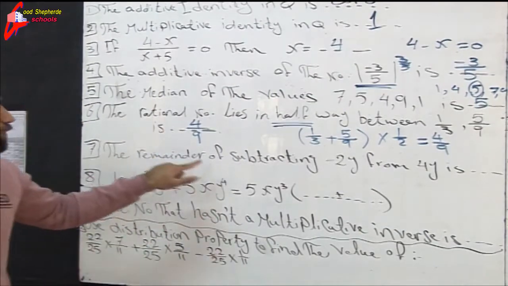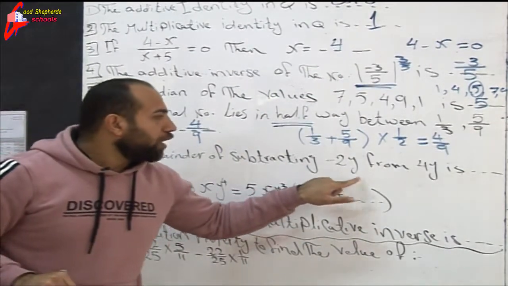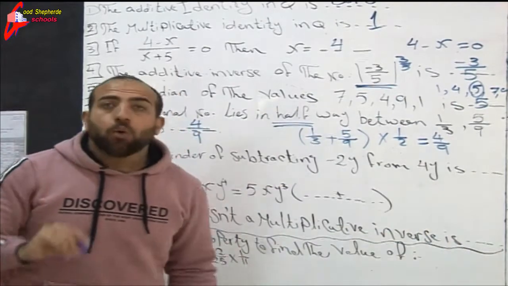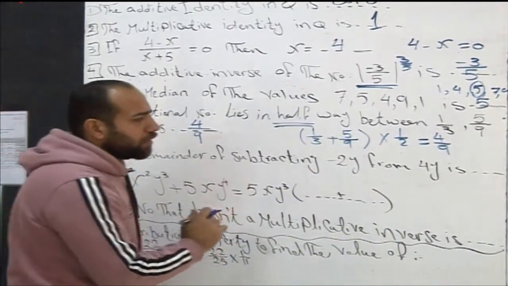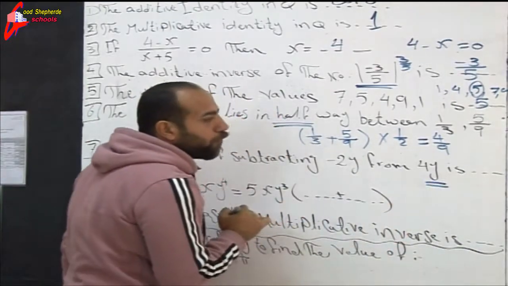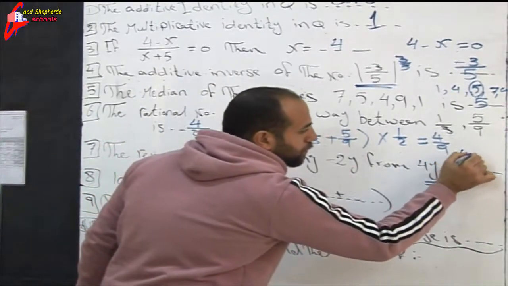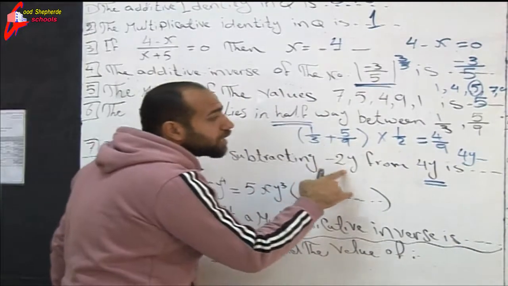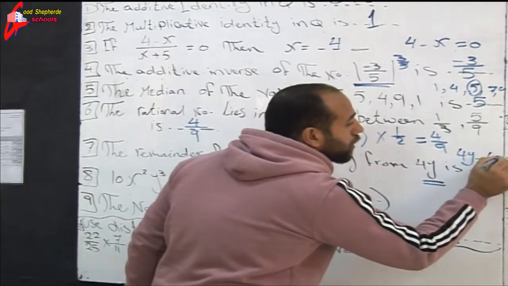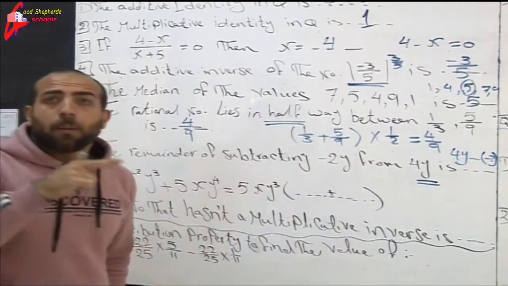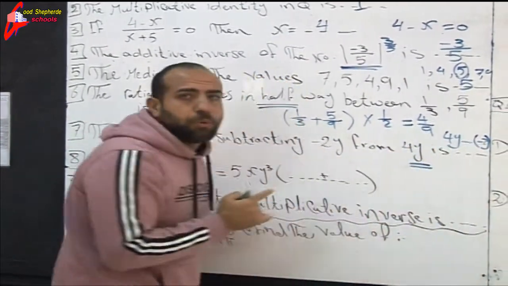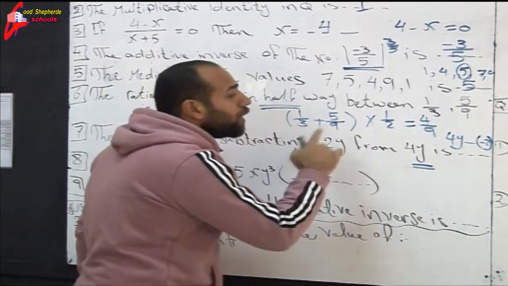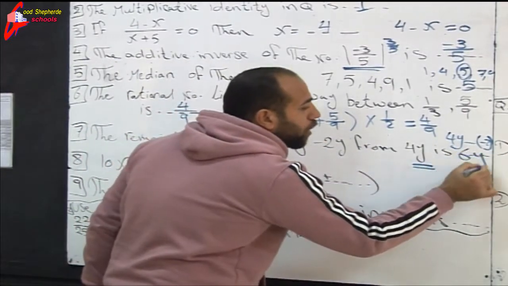The remainder of subtracting negative 2y from 4y is, when I say subtract from, it means the second minus the first. So the second is 4y minus the first, negative 2y. 4y minus negative 2y, negative times negative will be positive. So 4 plus 2, it will be 6y.